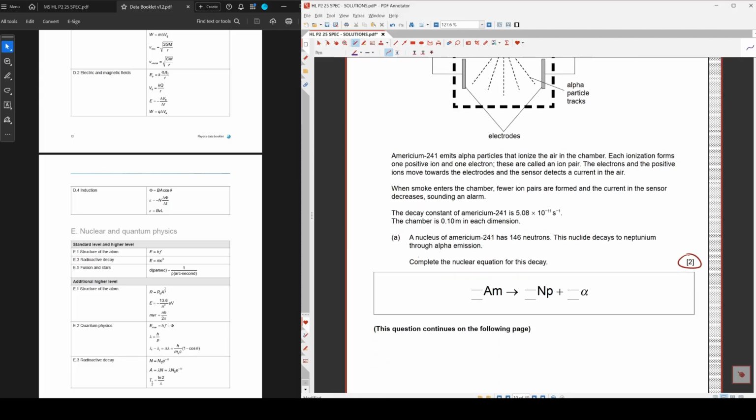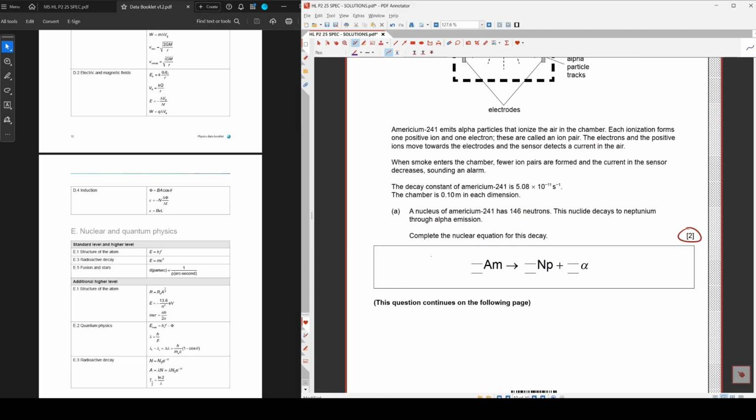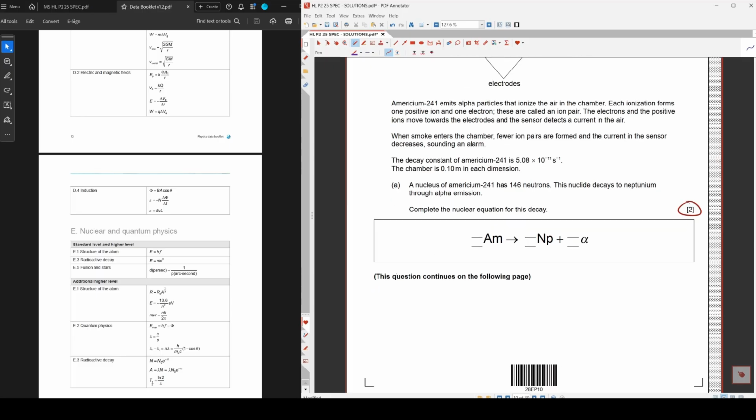They give me a decay constant. They tell me the size of the chamber. But there's a nuclear decay. I circled this one because we were looking at this at the beginning and saying nuclear physics is surprisingly not so bad, right? At least this part of it is doable right in our reactions.